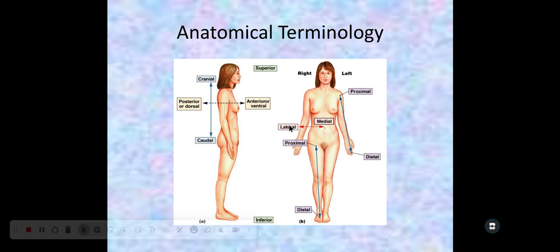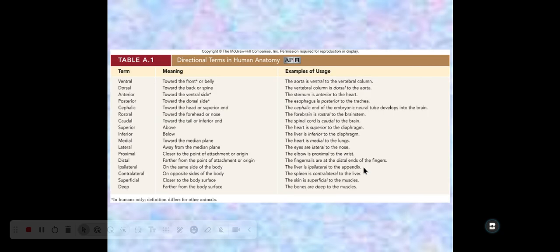Lateral, away from the midline. Medial, toward the midline. Remember, the midline is right in the middle of the body. And of course, always the patient's right and left. Okay. So this is a good picture to remind you. Directional terms. This just goes back over those directional terms that we just went over, right? They have a few different ones on here.